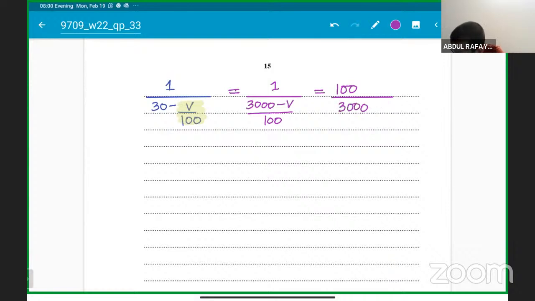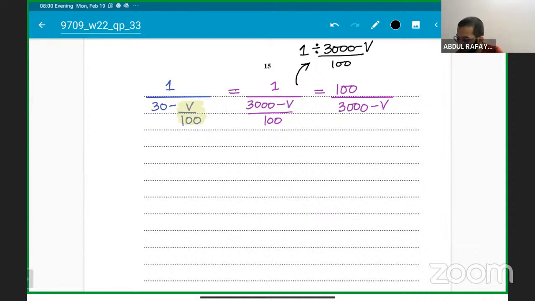Let me know how many got this clear. 1 divided by 3000 minus v over 100, the reciprocal will be 1 over that thing. If anyone is not getting it, just follow this. I've done just the normal thing that we do in mathematics: 1 multiplied by 100 divided by 3000 minus v. Guys, got it clear?